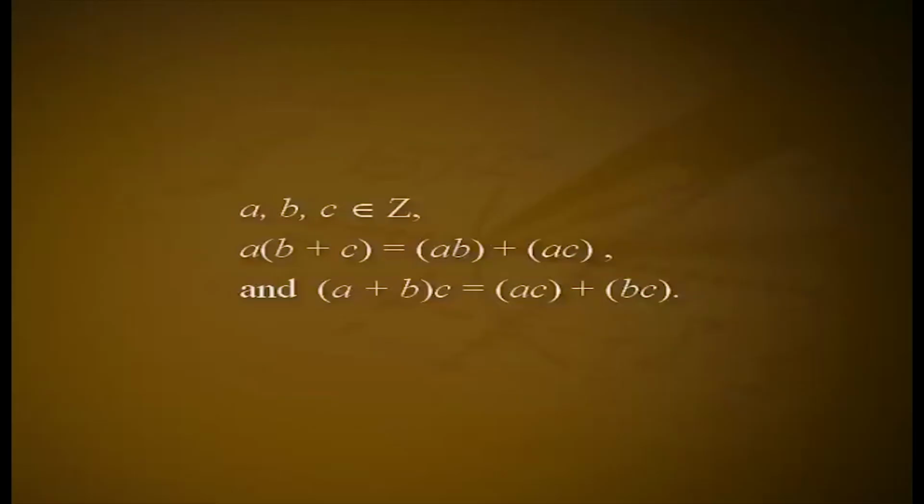Moreover, G4, commutativity: a+b = b+a for all a, b belonging to Z. Hence, Z is an abelian group under addition. R2: for a, b, c belonging to Z, (ab)c = a(bc). Hence, multiplication is associative in Z. R3: for a, b, c belonging to Z, a(b+c) = ab+ac, and (a+b)c = ac+bc. Hence, two distributive laws hold. Hence, (Z, +, ·) is a ring.